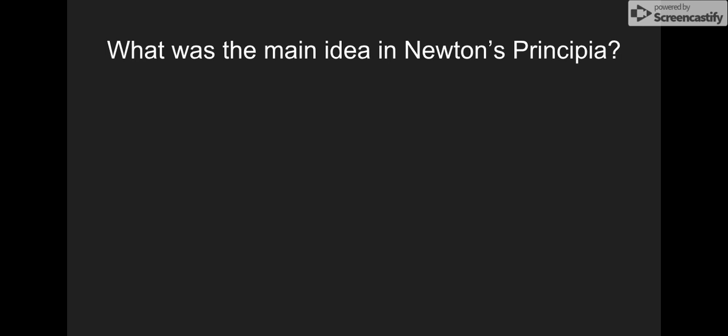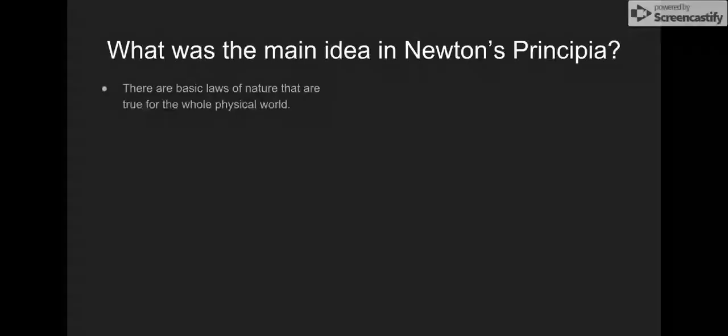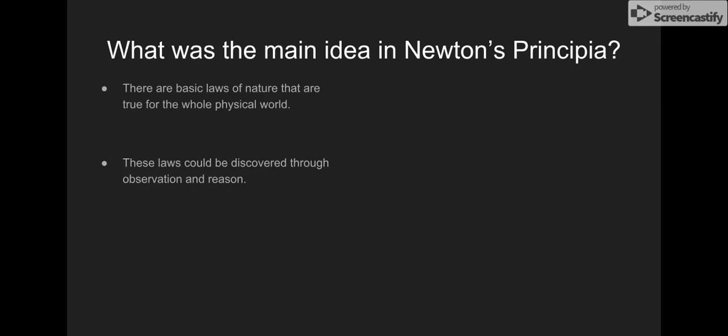Principia, so this is Newton's work that he did, his main work, and what is the main idea? So you should have gotten this from your reading, okay? So you should be able to answer this question. There are basic laws of nature that are true for the whole physical world. That is the physical world, the things we can touch and feel and see. These laws could be discovered through observation and reason. So that's that scientific method, that's watching things and observing things and testing it and using reason to be able to describe it.